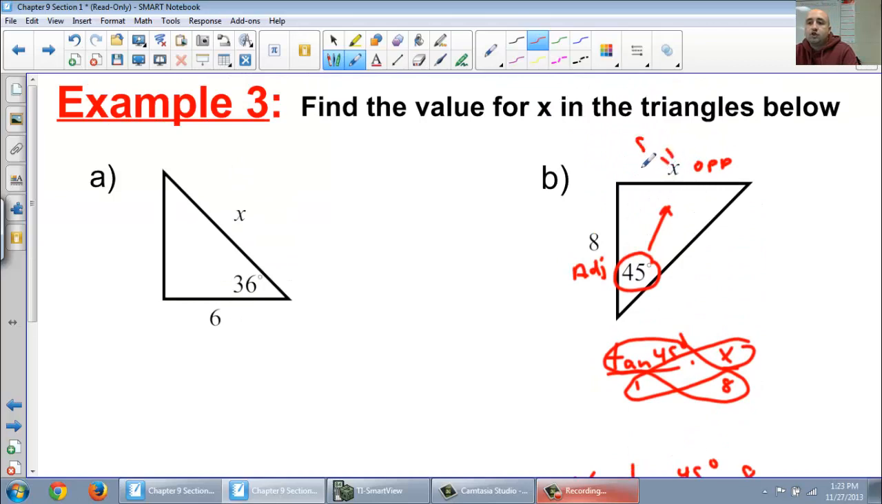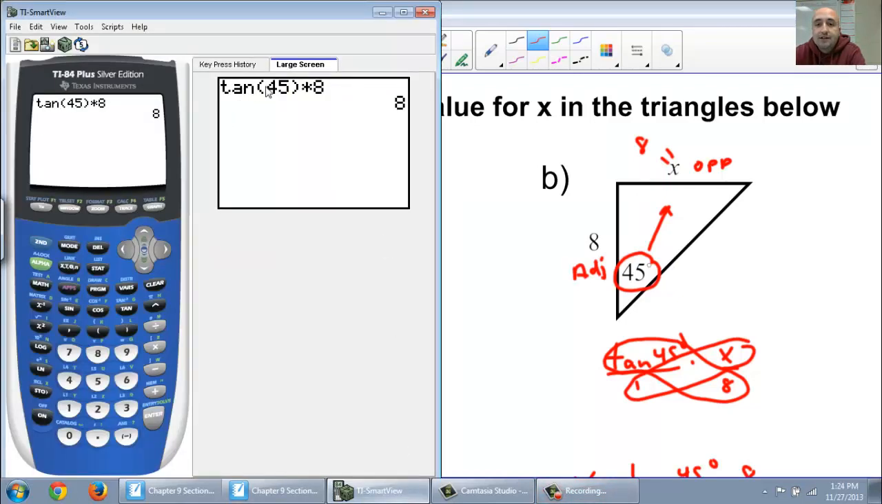So this one just happens to be both sides are the same. They're both 8, which is okay. Now, if you had one side that is 8 and the next one is like 100 or 150, you know you've probably done something wrong and you should go back. But all you do is type in tangent of 45 times 8 and you get 8 as an answer.